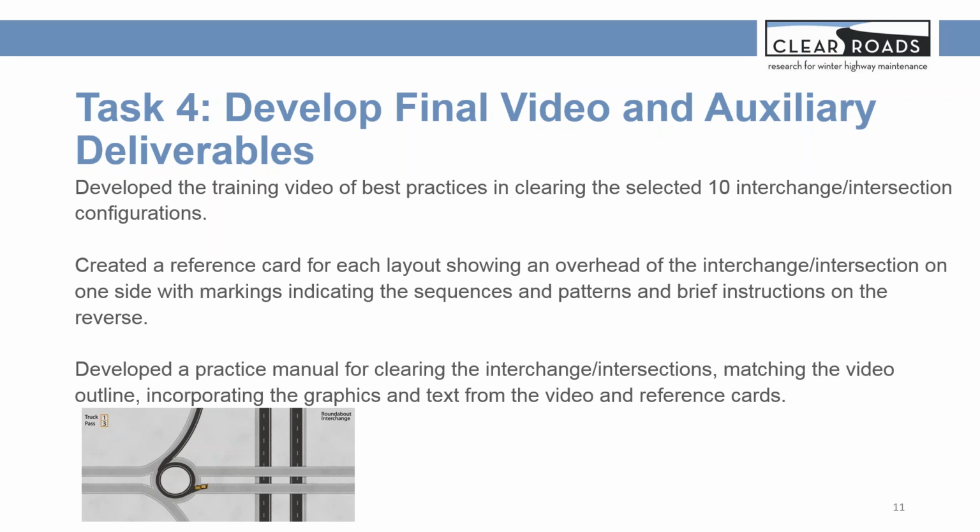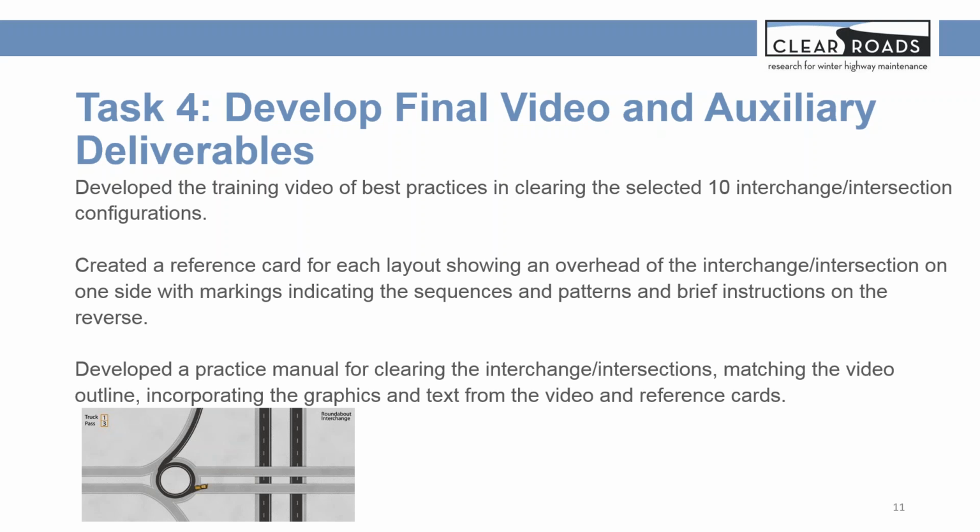The reference card is designed as a one-page sheet that shows the diagram of the overhead view of the plowing patterns and the equipment. On the reverse side, there are some simple, brief instructions on how to plow those configurations. Usually for each configuration, we have 2 pages, but for some complex configurations like the displaced left turn and the DDI, we have four pages on the reference cards.